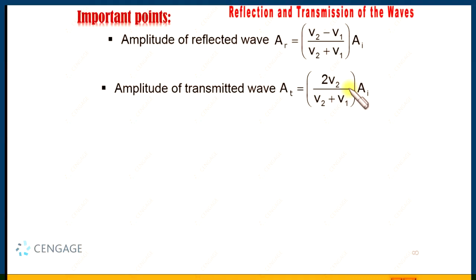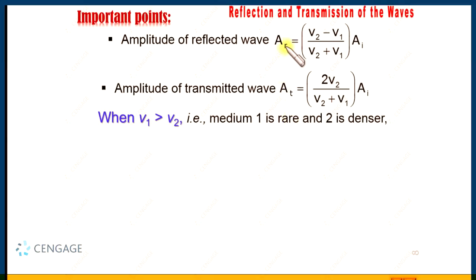Suppose a wave is traveling from one medium to another medium, right, and suppose we take one special case, where medium 1 is rarer and medium 2 is denser. You know, in the rarer medium the velocity of the wave is greater, and in the denser medium the velocity of the wave is slower or lesser. That means v1 is greater than v2, and the wave is reflected at the boundary. What will happen to the amplitude of the reflected wave and transmitted wave, right. If you observe these two equations, here v2 minus v1, if v2 is less than v1, that means this value will be negative.